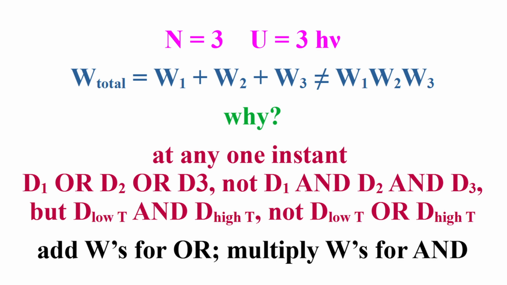It is not D low T or D high T, but D low T and D high T. The distinction is with respect to OR in one case, whereas AND in the other. According to probability theory, the OR operator implies addition of the individual numbers of possibilities to get the total. The AND operator implies multiplication of the individual numbers of possibilities to get the total.